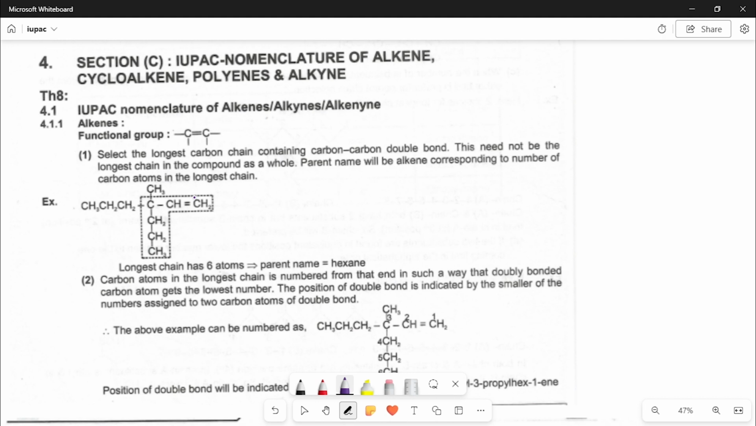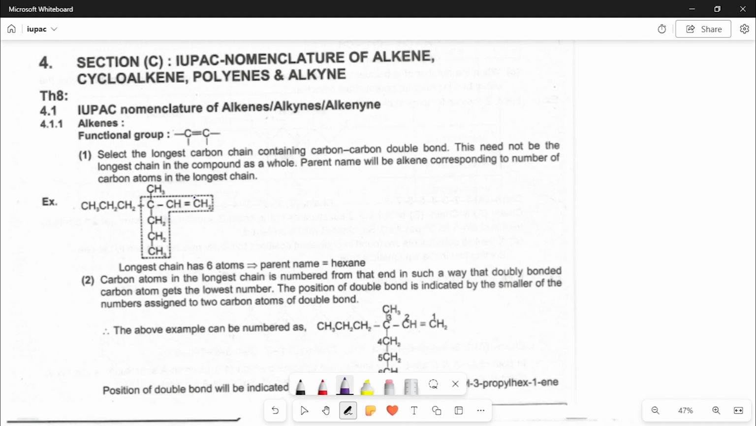Select the longest carbon chain containing the carbon-carbon double bond. This needs to be the longest chain in the whole compound as a whole. The parent name will be alkene, corresponding to the number of carbon atoms in the longest chain.